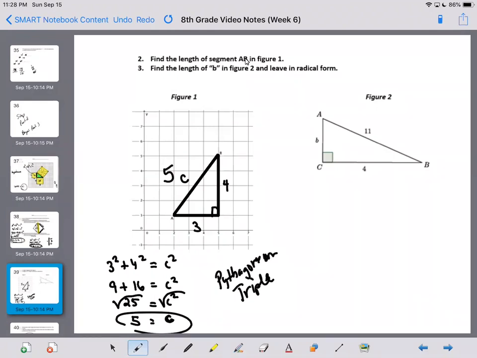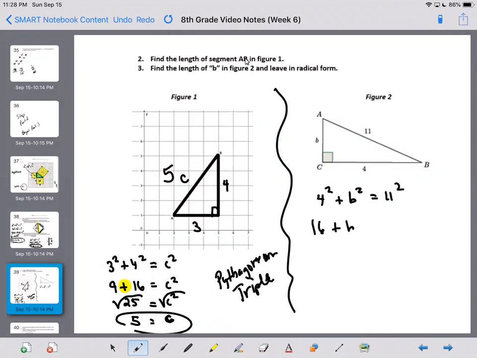Now, if we look at figure 2, notice that we had to add the sum of the squares to figure out the hypotenuse. Well, here we know 4 squared. We don't know the other leg, but we know the hypotenuse is 11. So this is one of those where we would have to subtract. 11 squared is 121. So I'm going to subtract 16. And that's going to be b squared is equal to 121 minus 16 is 105.